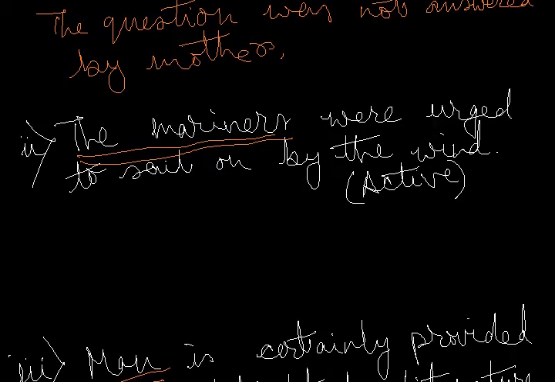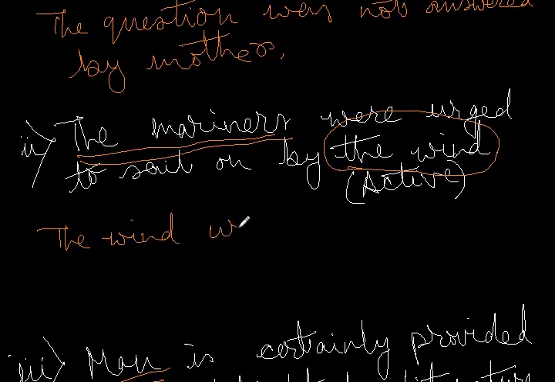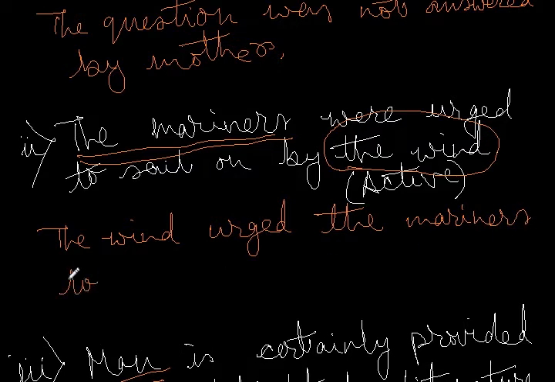The mariners were urged to sail on by the wind. Again we are going to interchange the position of these two, the mariners and the wind. We are going to begin this sentence with the wind. What did the wind do? It urged the mariners. So the wind urged the mariners to sail. Now see, the wind is the subject in this sentence and it does something. The wind urged the mariners to sail on. So of course this sentence is in active voice.